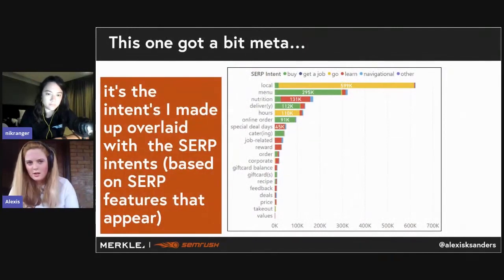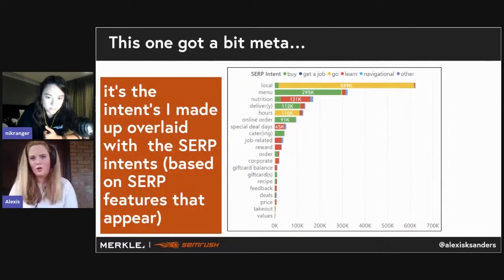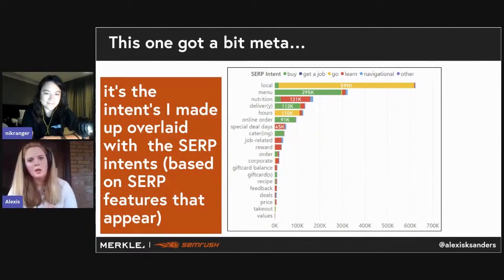For this chart, this ended up getting a little bit meta, but basically it's the intent that I had created on the y-axis, like local, menu, nutrition, overlaid with SERP features. Thinking back, instead of doing SERP intent as a sort of proxy metric, maybe I should have just called it what I thought were the most important. So it was a little bit easier, but you can see with local-based keywords, there's a local pack appearing, because local pack is what triggers the go category.